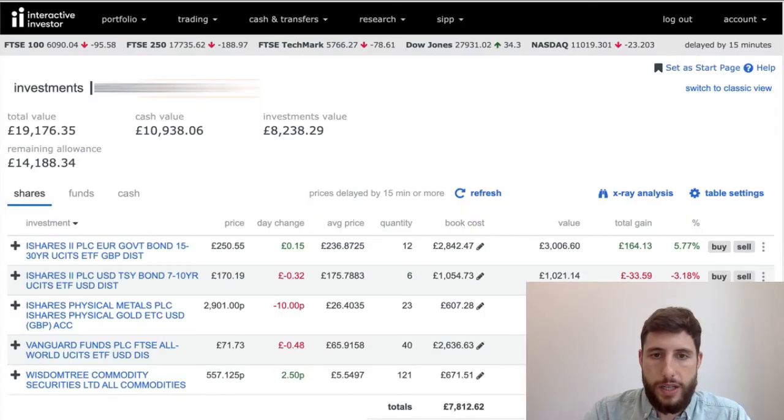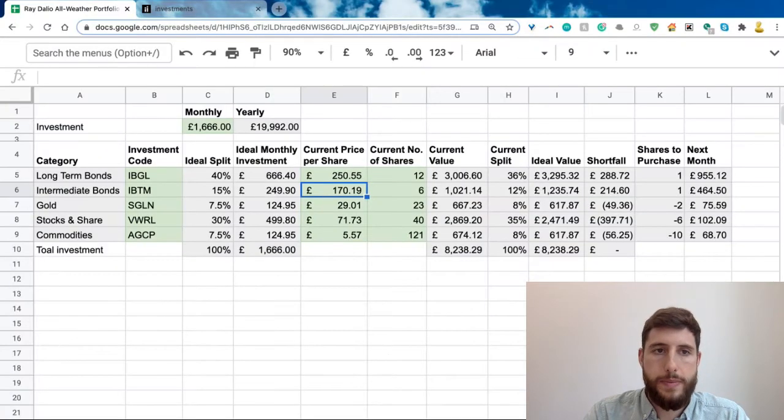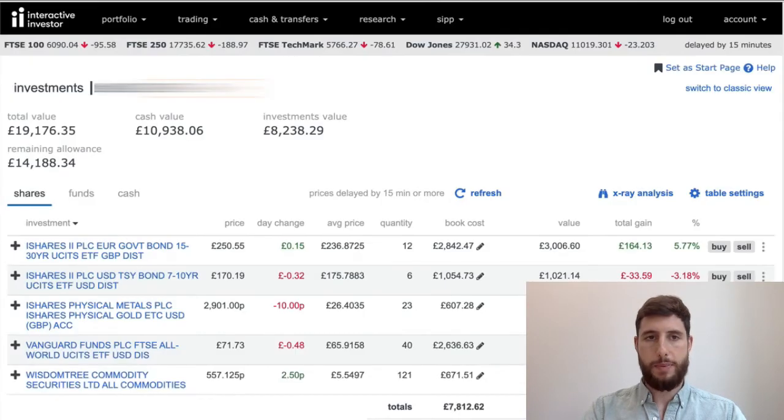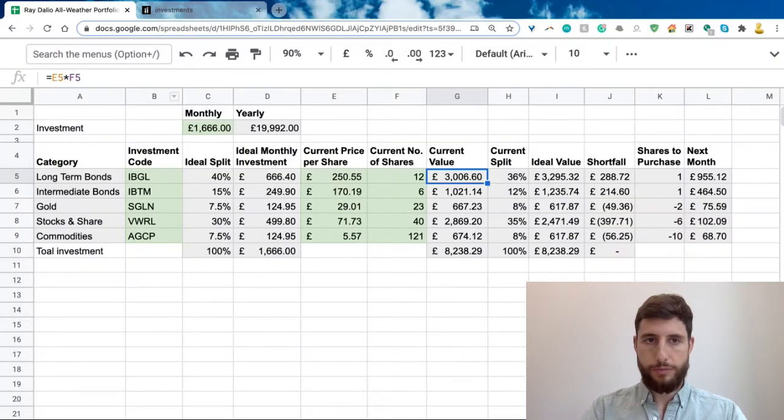And then next we look at the number of shares that we've got, 12 here, quantity, 12. And then we put that in here, 12, great. And then this calculates the current value of our shares by multiplying the current price by how many shares that we've got. In this example, £3,006.60, which is correct because you can see it here. Brilliant.